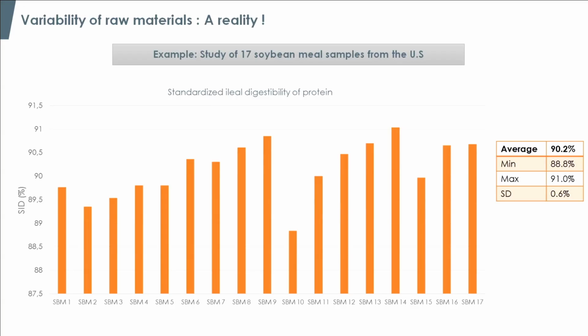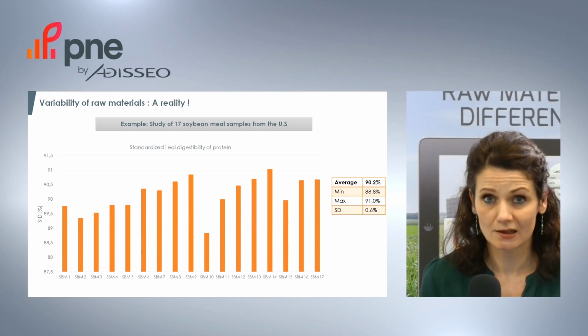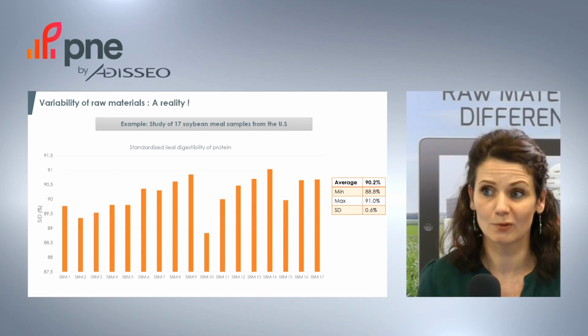And a second graph shows you another example of the variability in protein digestibility. That's what was observed among 17 soybean meals. All the samples were from the same country of origin and were collected in a short period of about 2 months.